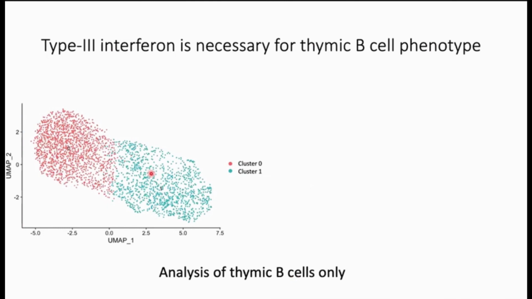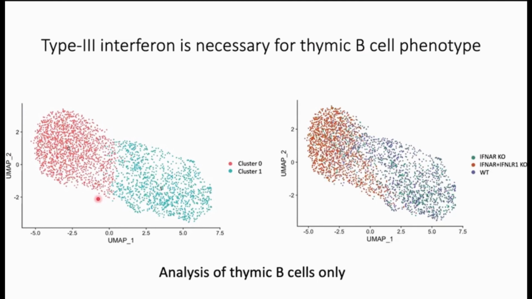And what we found is that type 3 interferon is necessary for thymic B cell phenotype. And the way we found this was that I first looked at the B cells and I split them up and tried to cluster them into distinct groups. And so we made this cluster 0 and cluster 1. Again, this is only B cells with each dot representing a single B cell.